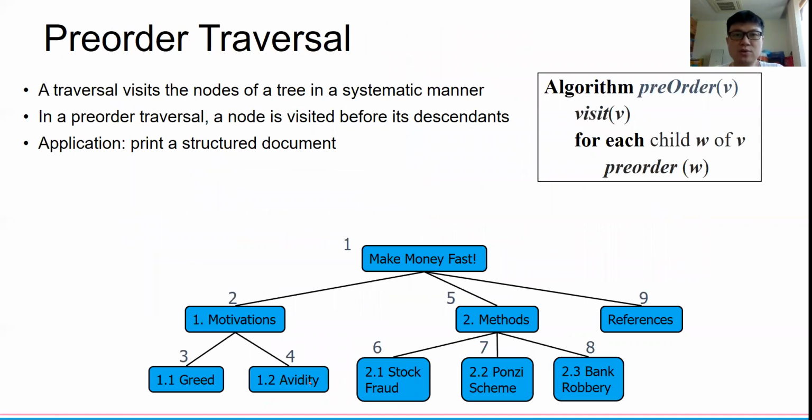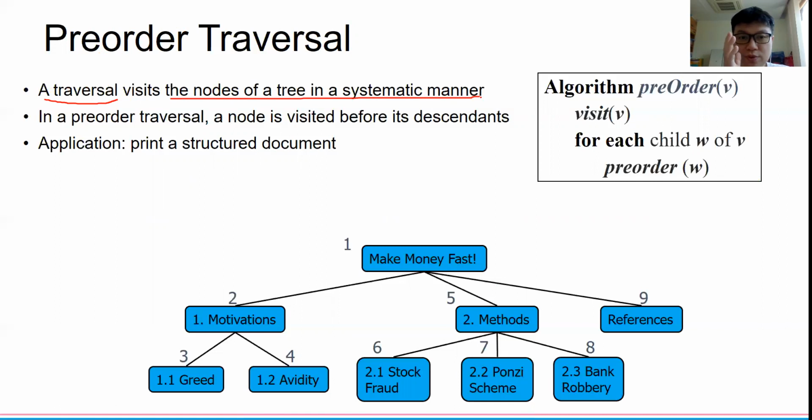Now, when you have a tree, you need to consider how you can access the node. Okay? Because accessing the node will determine the operation. So for example, I have one method, we call it the pre-order. Okay? Before I explain the pre-order, I would like to mention what is traversal. Okay? So a traversal visits the nodes of a tree in a systematic manner.